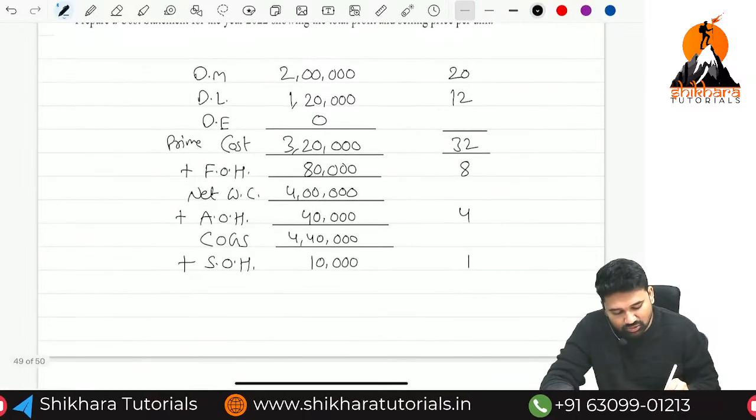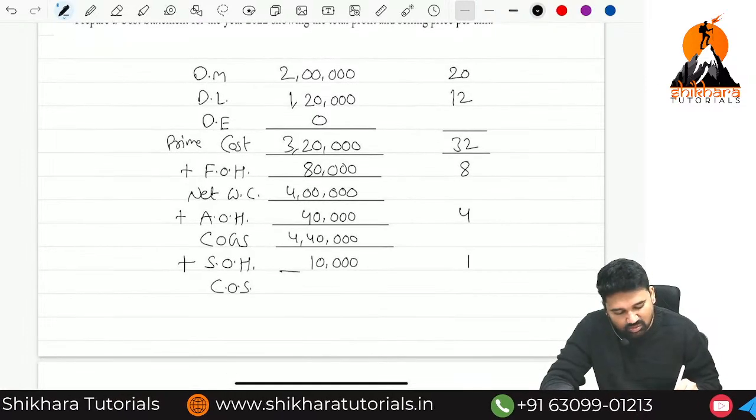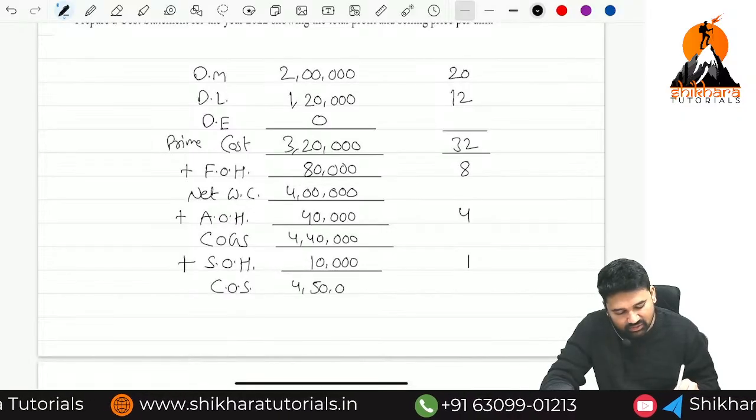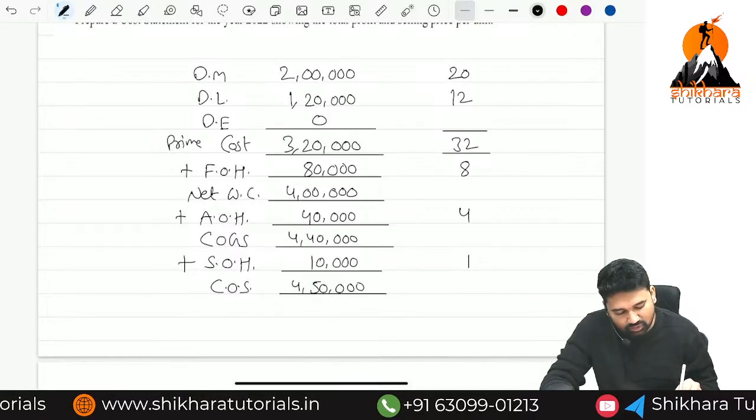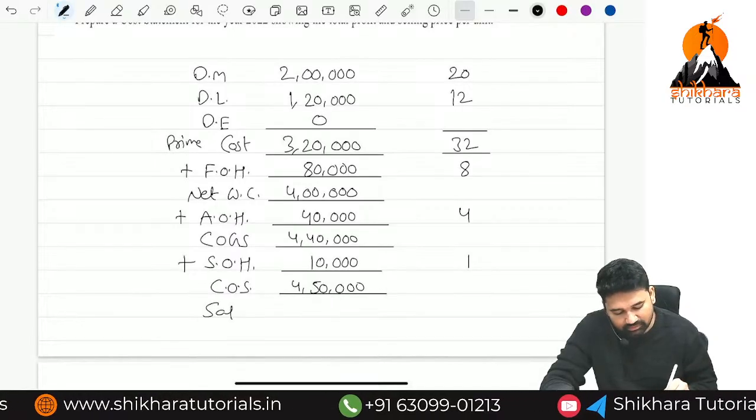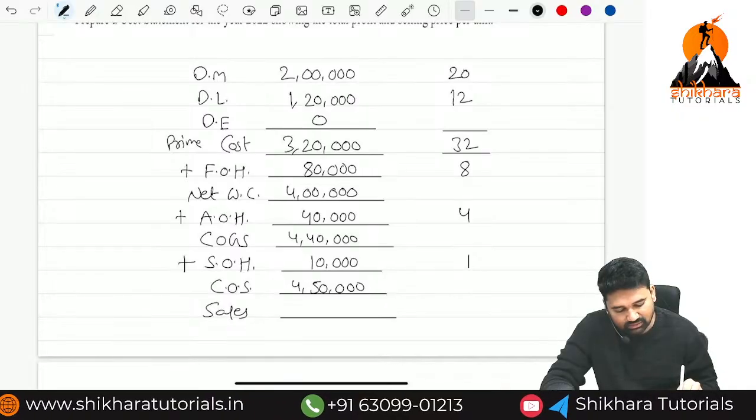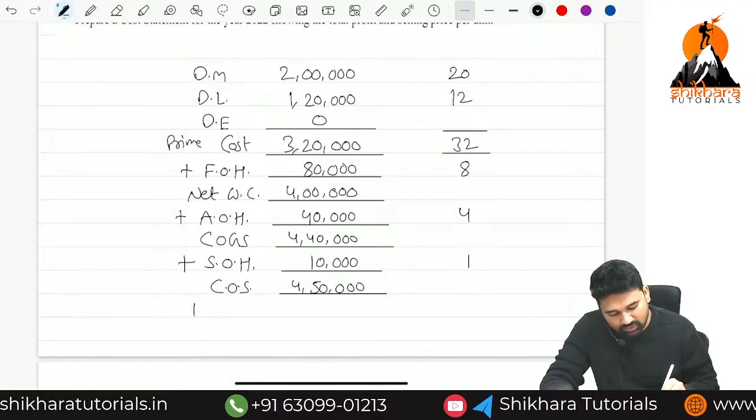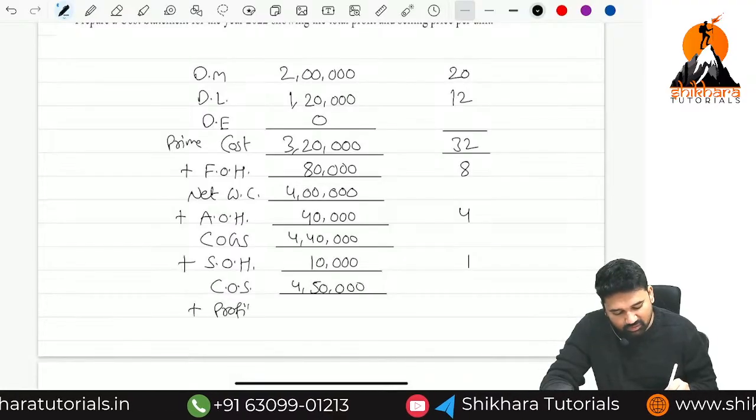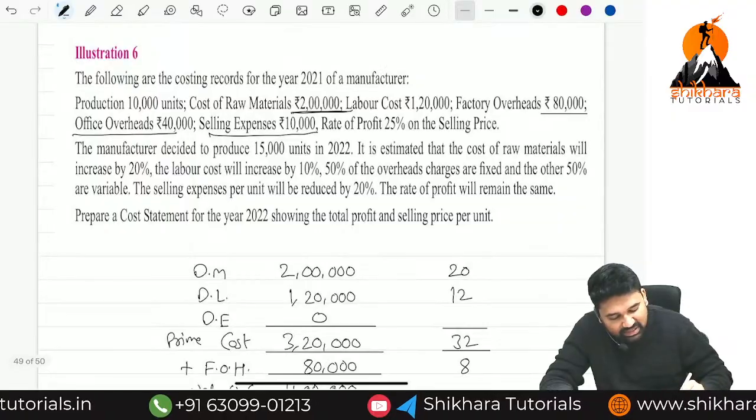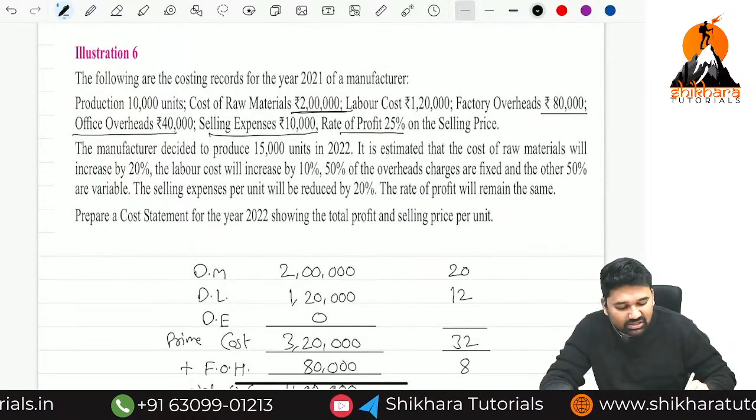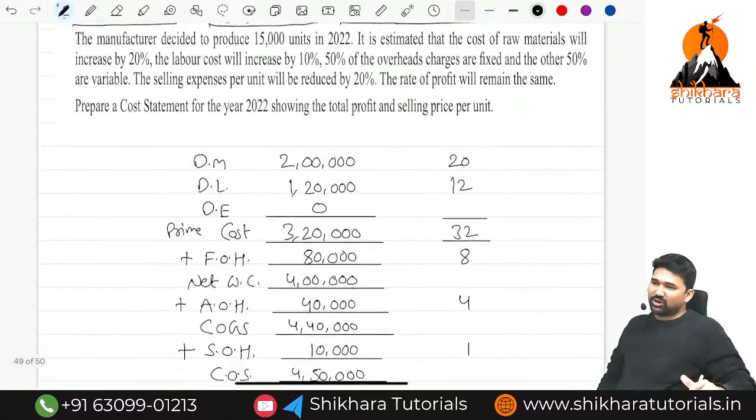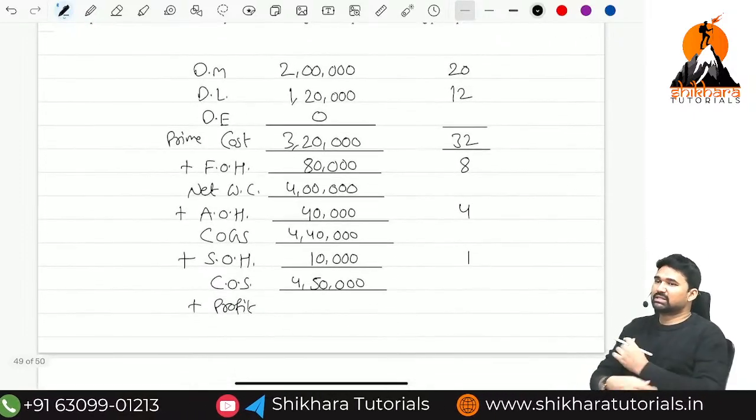And it will give rise to cost of sales. How much? 4 lakh 50,000. And the result will be sales. Sorry, we have to add profit, right? So to cost of sales, we will add profit. And with respect to profit, it has been given as rate of profit is 25% on the selling price. Do you know? 25% on selling price means how much on cost?